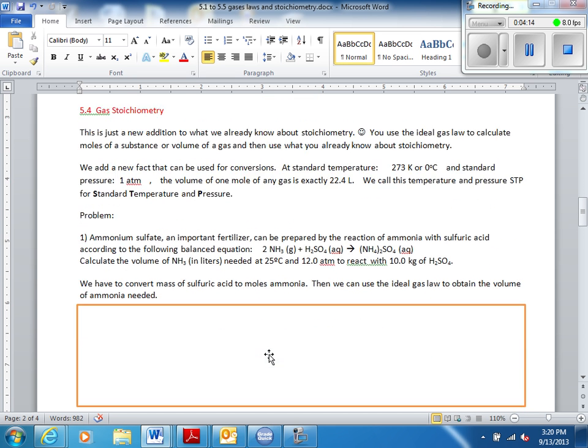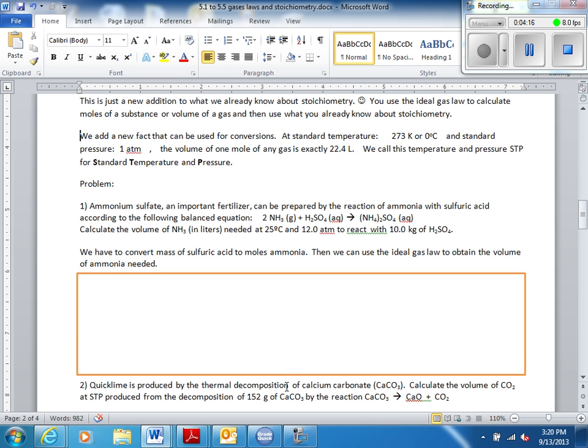So let's do a problem. Here's all the information about the problem. And we're going to convert mass of sulfuric acid to moles of ammonia, and then we will put those moles of ammonia into the ideal gas law along with its temperature and pressure to get the volume of ammonia needed. You can do this on your own. You shouldn't just copy this. You should remember how to do this.